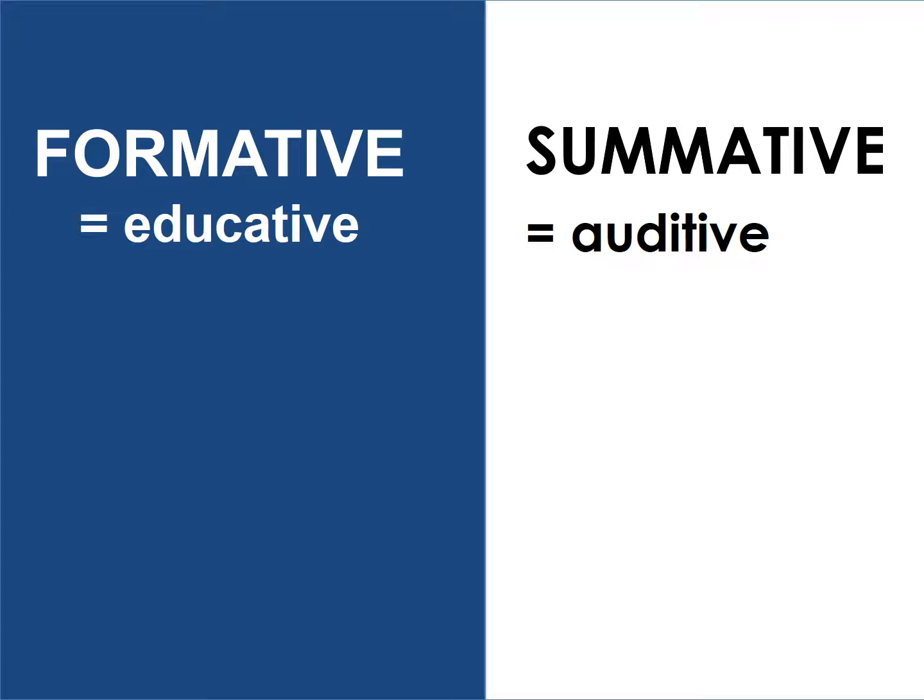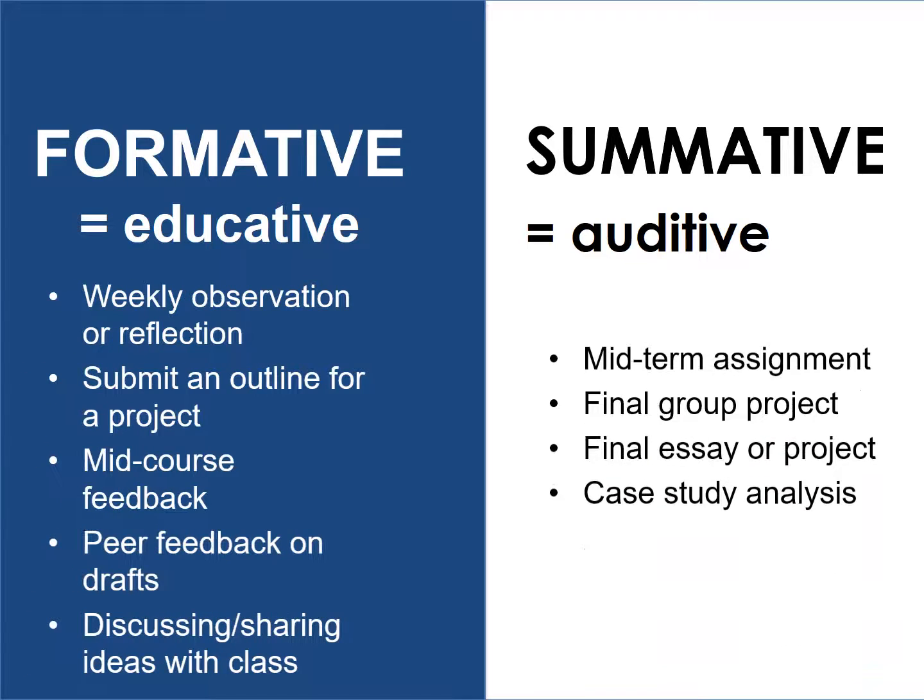If we compare the types of activities that we could use for formative and summative assessments, some examples for formative would be weekly observations or reflections, perhaps submitting an outline for a project, mid-course feedback, peer feedback, or discussing and sharing ideas with the class within the course, perhaps in a discussion forum. On the other hand, summative evaluations could include midterm assessments, final group projects, perhaps a capstone project or a final essay, or perhaps submitting analysis of the case study.